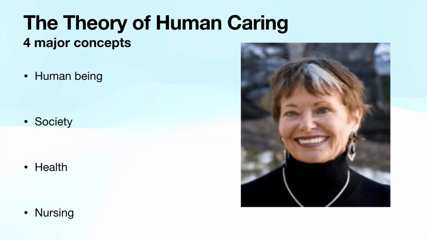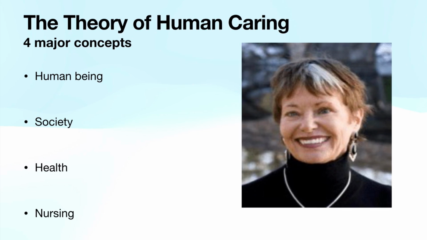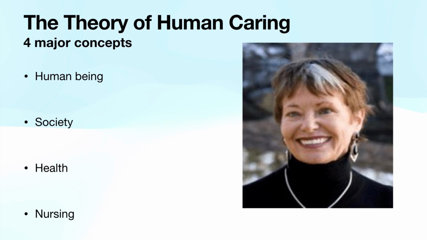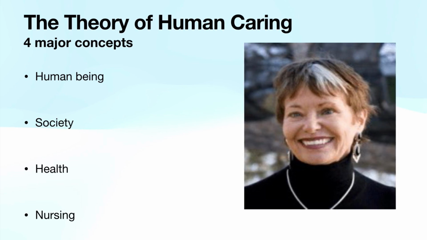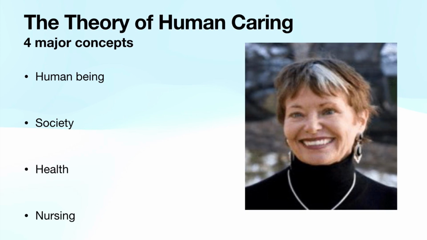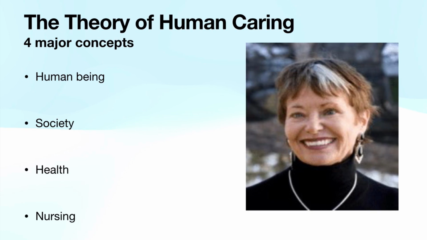Watson's theory consists of 4 major concepts, 3 sub-concepts, and 10 curative factors. The word caritas is used by Watson instead of the word curative to express ways to care in order to promote wellness instead of ways to cure. The 4 major concepts include human being: is the patient being cared for, being understood, valued, and assisted?